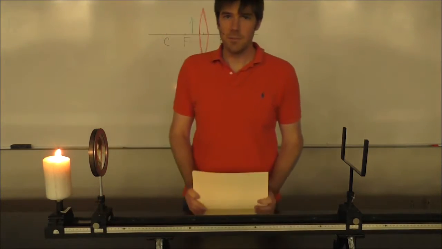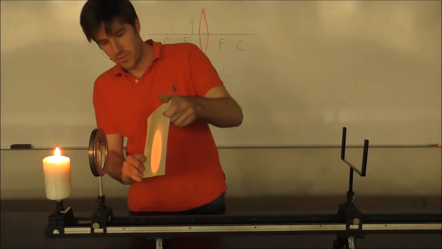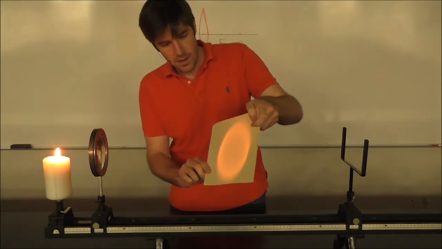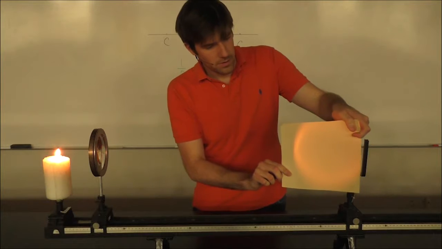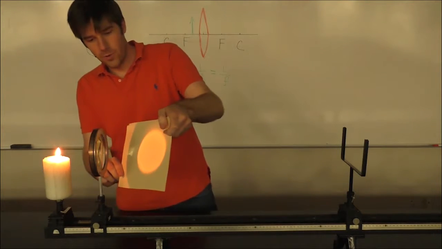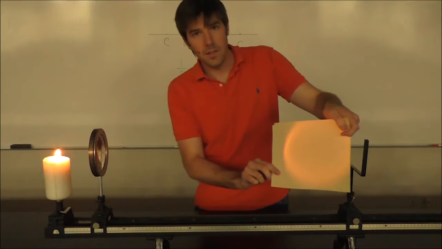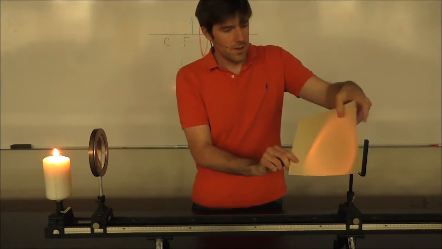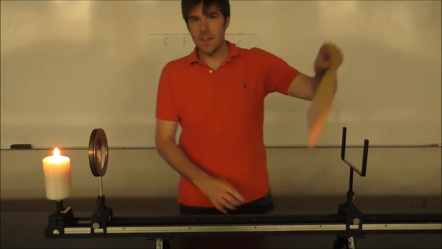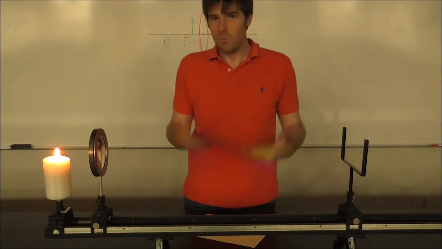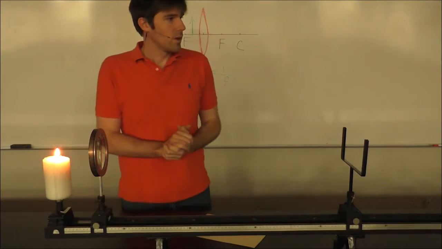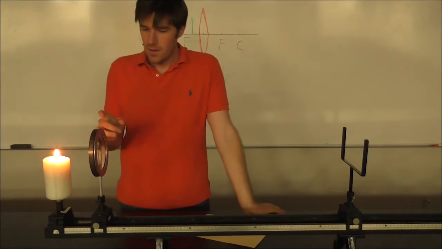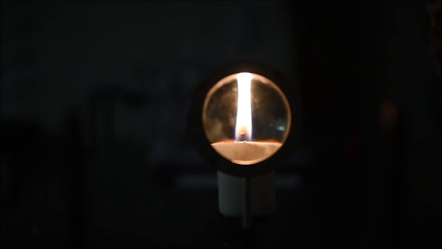So let's look for the image. So I'm going to position the screen at various positions away from the lens. And you can see that there is light getting through the lens, but none of this light looks like the candle. So the image isn't really formed. And in fact, I could take this out to infinity and you would never see a resulting image. So where is the image?